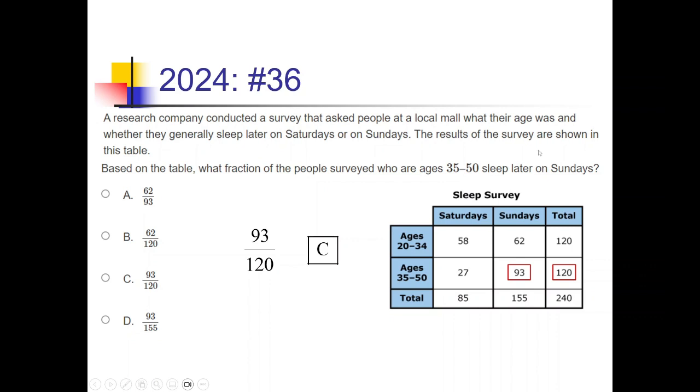We're taking as our starting point only the people who sleep later on Sundays, and then we'd be asking about the age. And if the 240 was the denominator, we'd be asking what fraction of people surveyed are 35 to 50 and sleep later on Sundays. So the wording is very important on these.